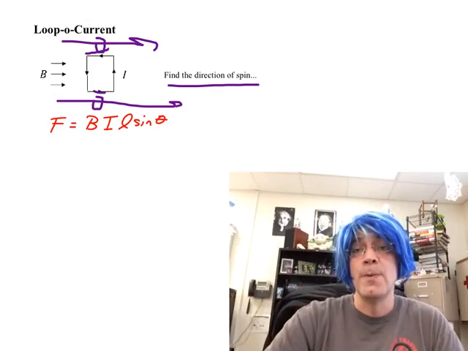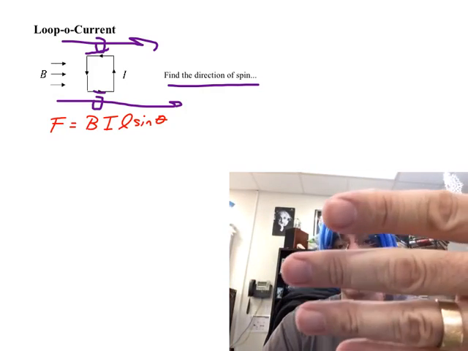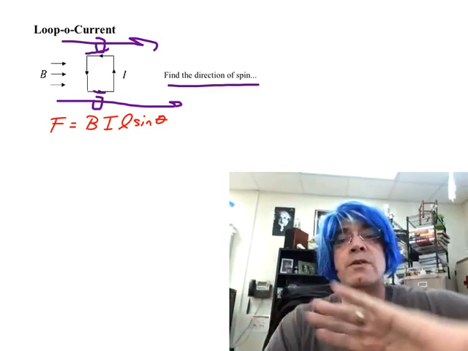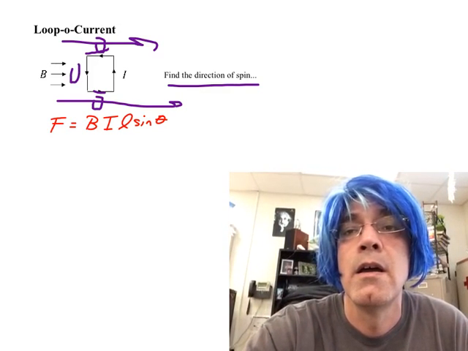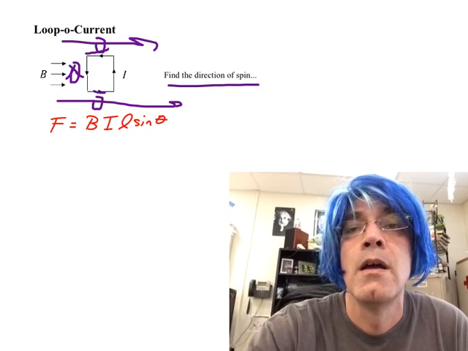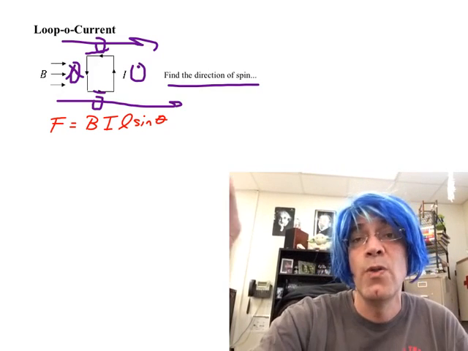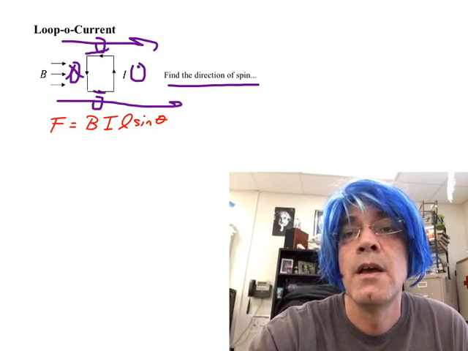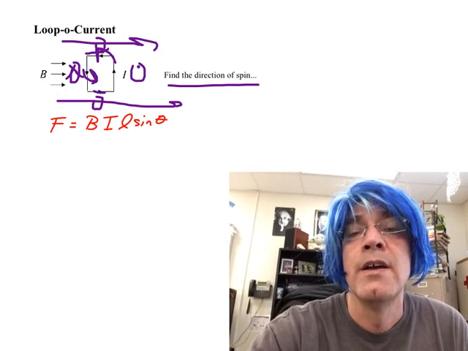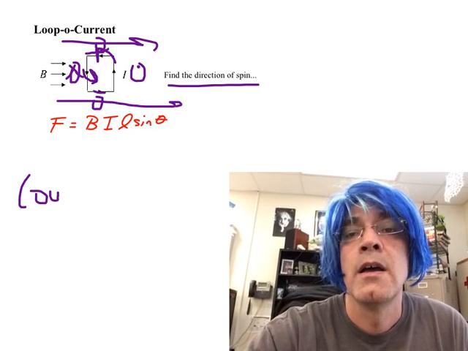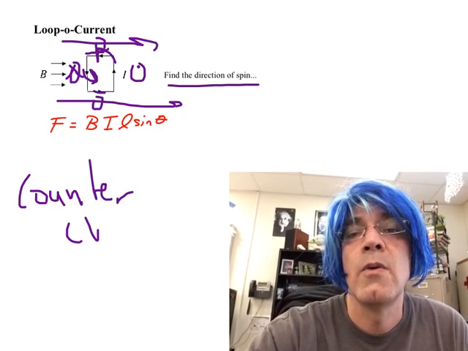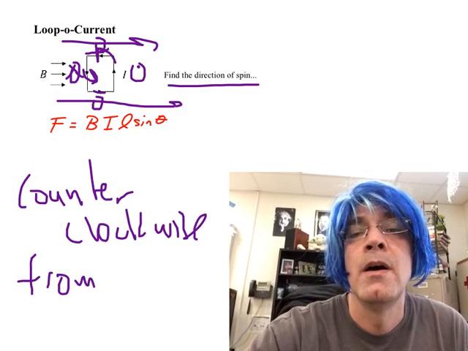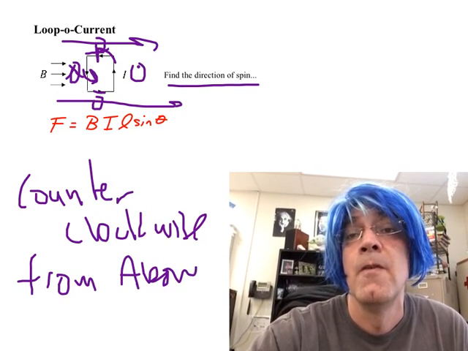And so when I do my right-hand rule, I take my fingers that way, my palm, my thumb goes down, and my force goes into the page on this side, and out of the page on this side, which makes the whole thing spin, right? So yeah, it comes that way and this way. So it's counterclockwise from above, if we're looking at it.